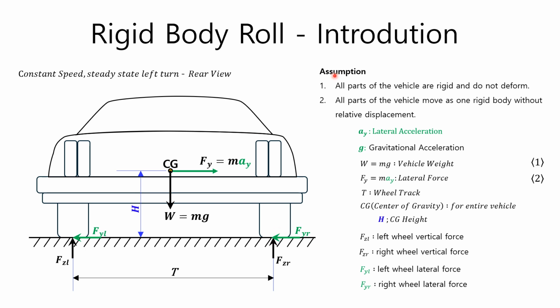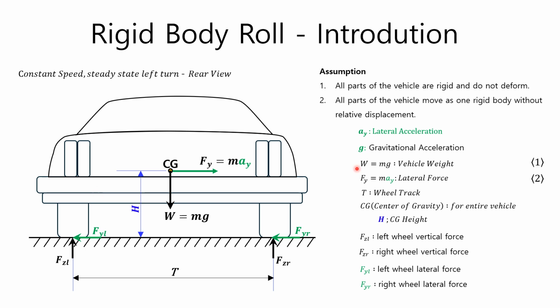To obtain the load transfer of a rigid vehicle, two assumptions are made. All parts of the vehicle are rigid and do not deform, and all parts of the vehicle move as one rigid body without relative displacement. Therefore, the wheels and the body move as one, there is no tire deformation, and the relative motion of the suspension, including the spring, is all ignored.